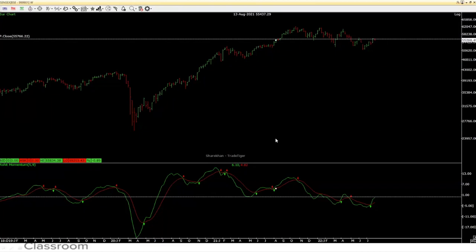Okay, what is the 9 EMA logic? Why 9 EMA only? So 9 EMA has become sort of the standard. Even if you see MACD, it has a 9 EMA. Right. Why did it become the standard?